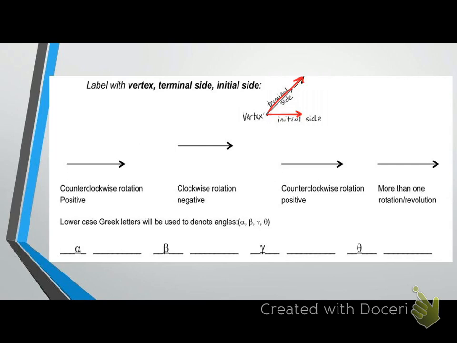More definition work. If I were to draw an initial side like this, then I could create an angle one of two ways. I can either go up this way and draw an angle, or I can go down this way and draw an angle. If we go up, then we're moving counterclockwise, right? The reverse, opposite direction of a clock. If we go counterclockwise, then that angle is said to be positive. That's your positive angle measure.